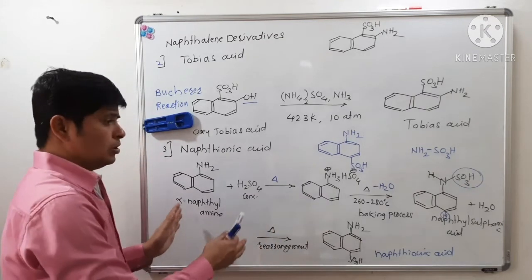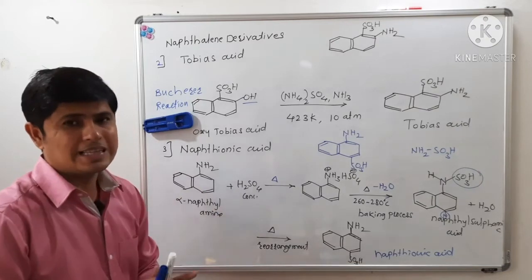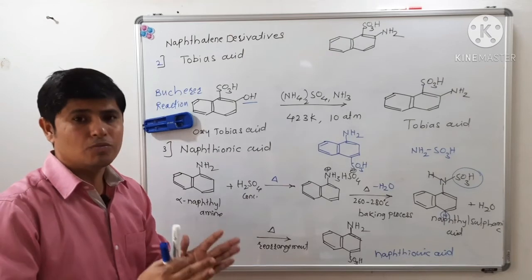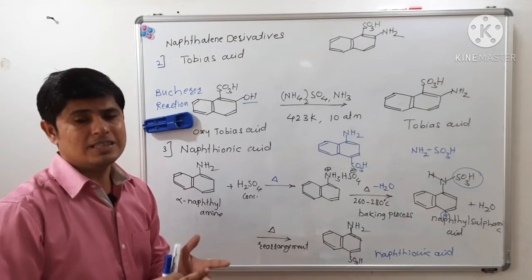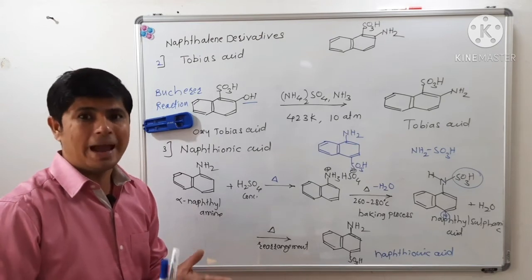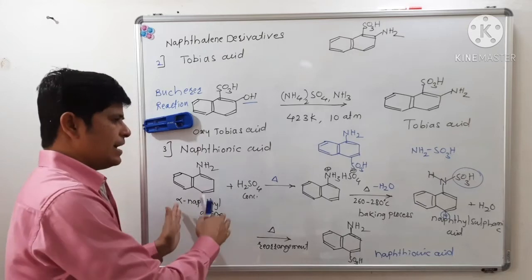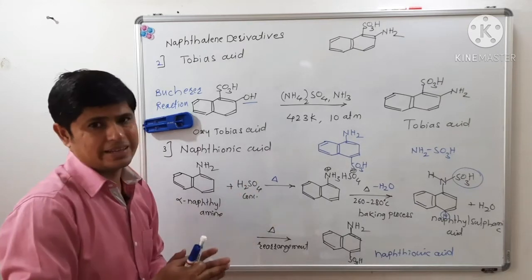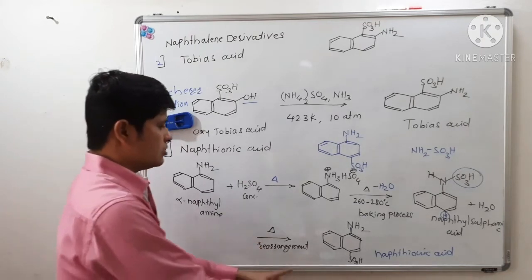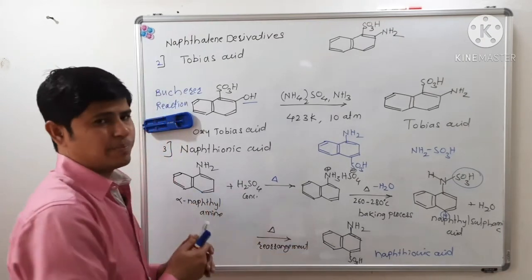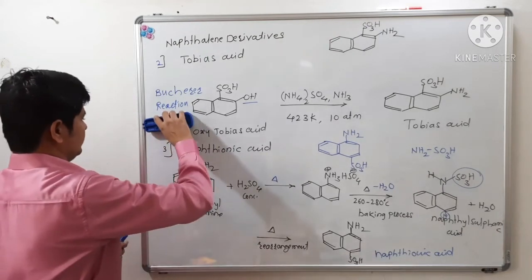You might have thought that this synthesis of naphthionic acid resembles the synthesis of sulfamic acid. We have seen the synthesis of sulfamic acid from aniline in the benzene derivatives. The same kind of steps we apply here for the synthesis of naphthionic acid from naphthylamine. Now let us see the next synthesis.